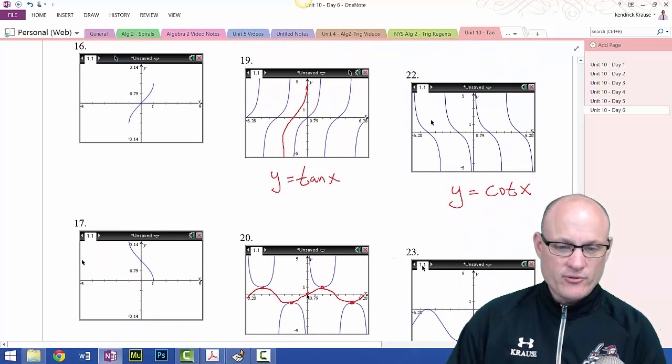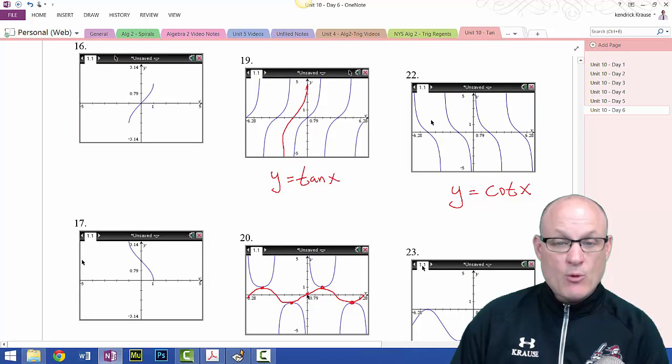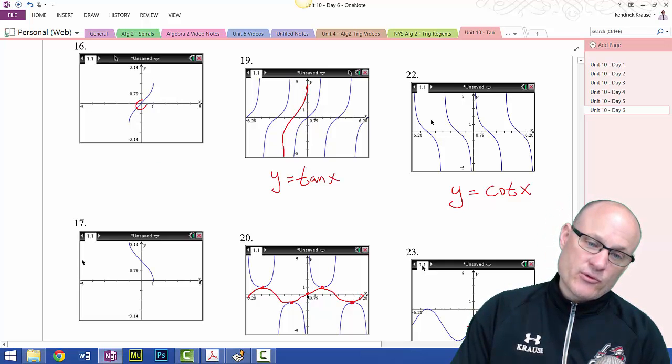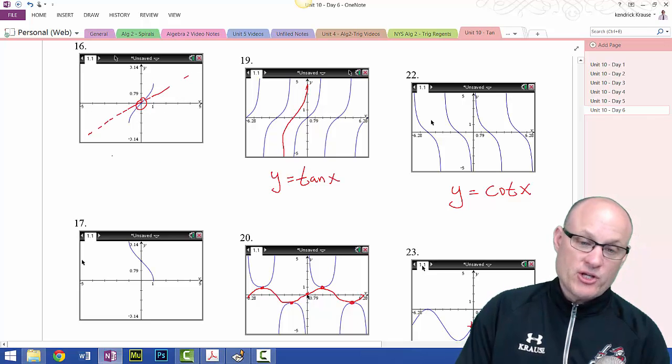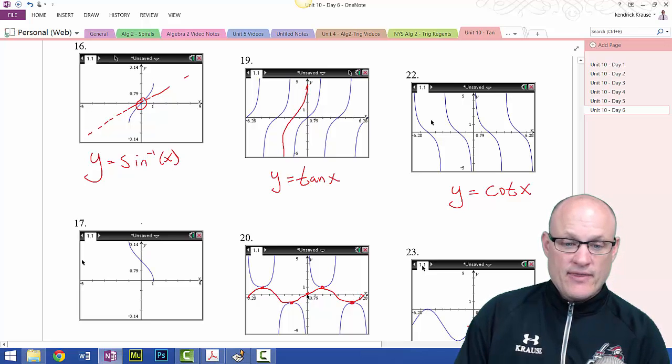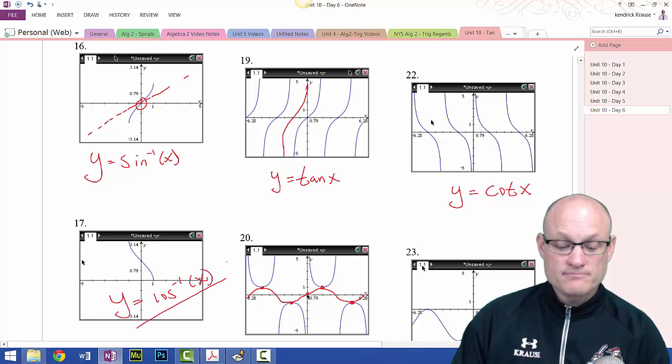And these are my other two options. One of these is sine inverse and one of these is cosine inverse. Since sine goes through the origin, and if I reflect over the line y equals x, that point doesn't change, this one has to be y equals sine inverse of x. And that makes this one y equals cosine inverse of x.